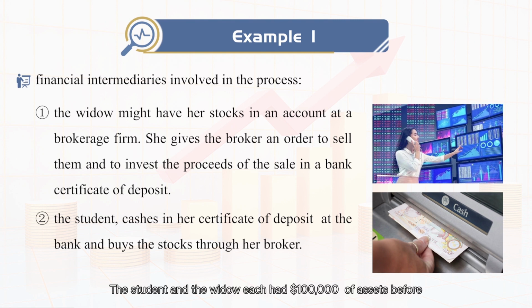The student and the widow each had $100,000 of assets before, and immediately afterwards, they each have $100,000 less the broker fees and bank charges. The sole purpose and the result of the transactions is to allow each party to hold the portfolio of assets, offering them the combination of risk and expected return most attractive for their circumstances.